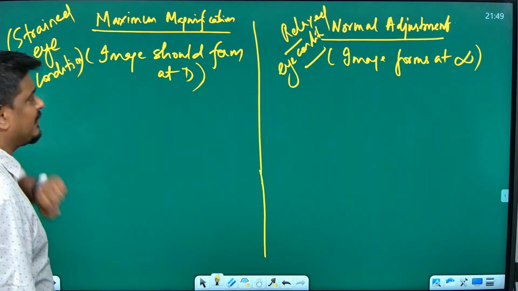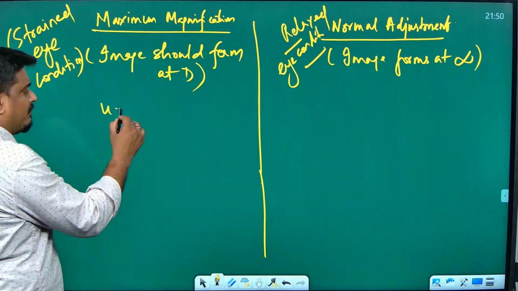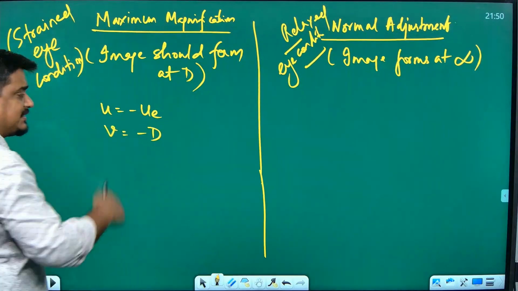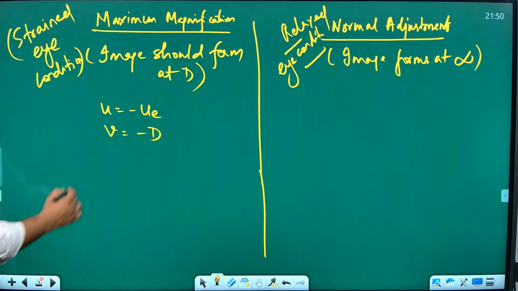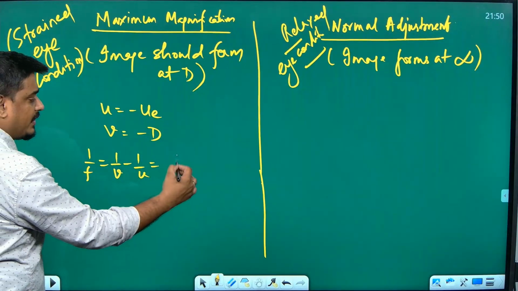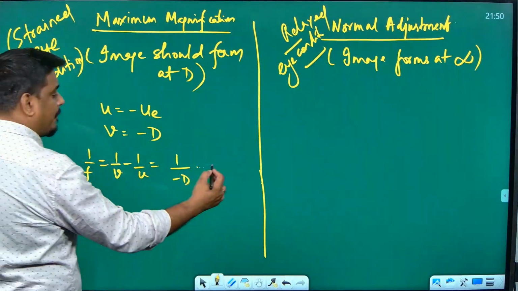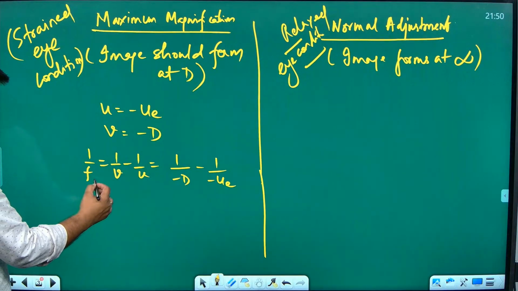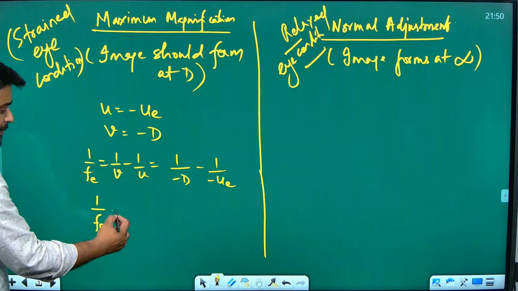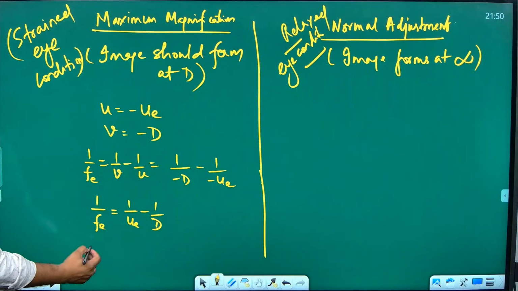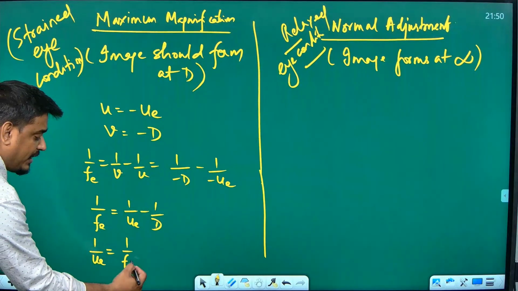So if it is maximum magnification, as I told you, u will be minus ue. I am using sign convention now, but v will become minus d in this case. So what is the formula? 1 by f is equal to 1 by v minus 1 by u. So it will be 1 by minus d minus 1 by minus ue. So 1 by f means 1 by fe. 1 by fe will become equal to 1 by ue minus 1 by d. Or I can write 1 by ue is equal to 1 by fe plus 1 by d.